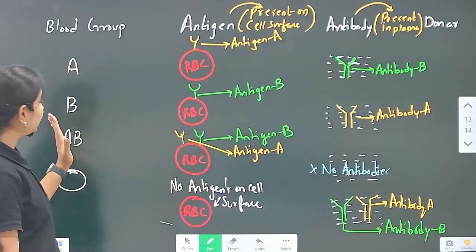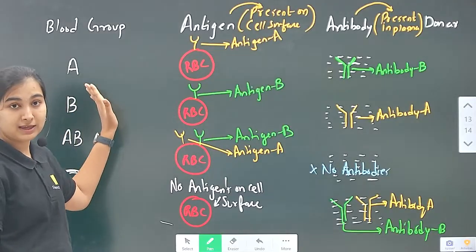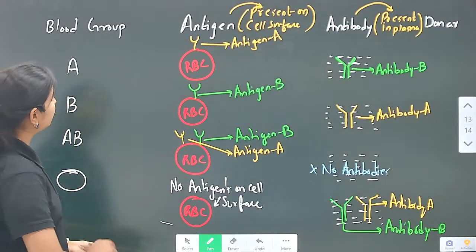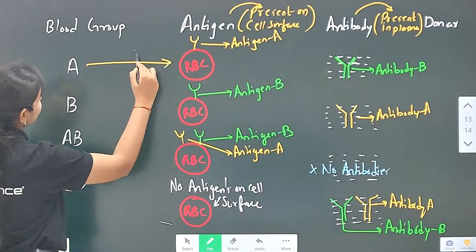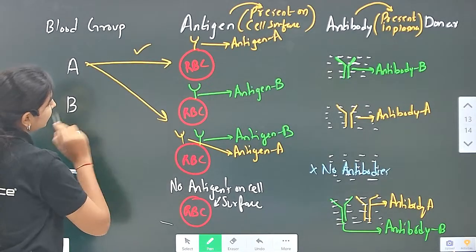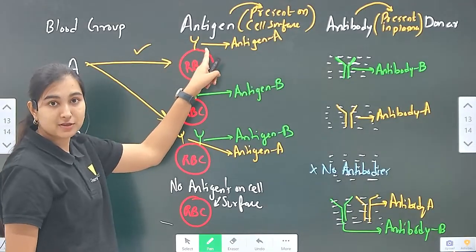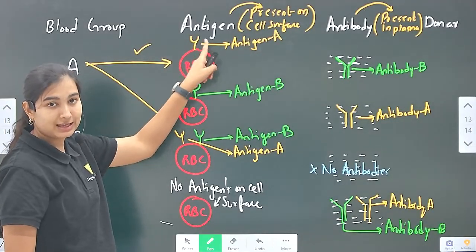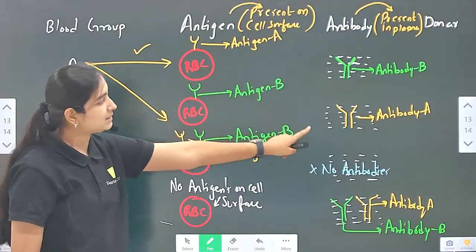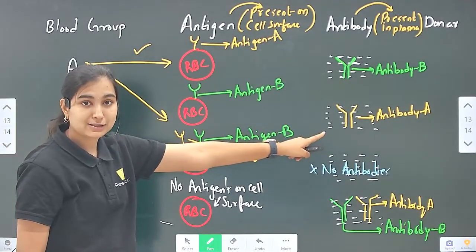Next, can the B blood group donate blood to A? Okay, this is possible, right? Now, can A blood group donate it to B? Now, just see what is present on the cell surface. The antigen A is present. Now, what is the antibody present here? Okay, the antibody A is present.